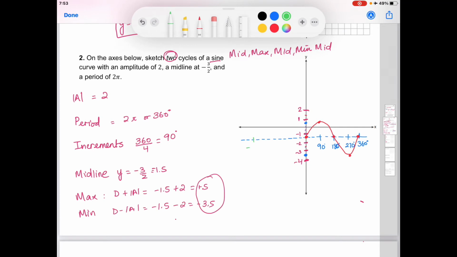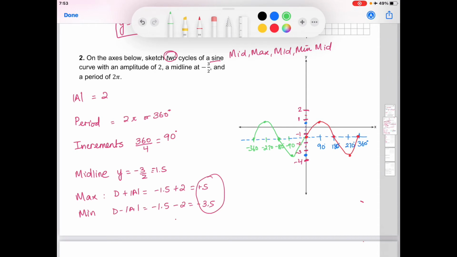And I'm going to say this is negative 360, and I'm going to divide it into 4 equal halves, and that would be negative 270, negative 180 degrees, and negative 90 degrees. But when I'm going the other way, I'm going to switch the order. So I'm going to go mid, min, max, mid. So this is what my graph will look like. So I have 2 cycles of the same function.